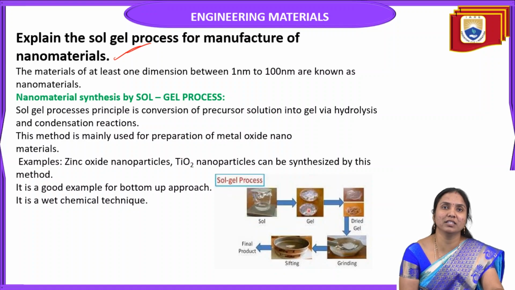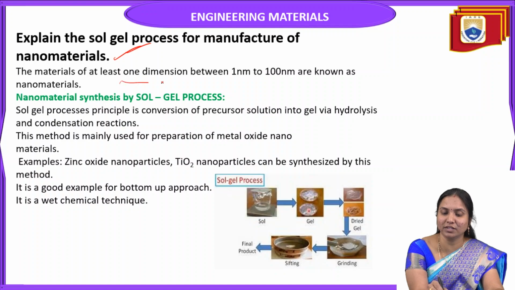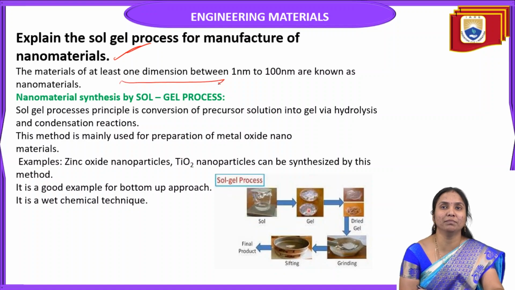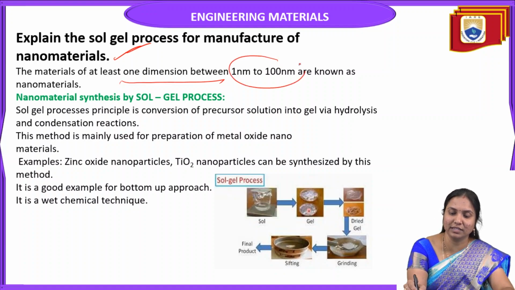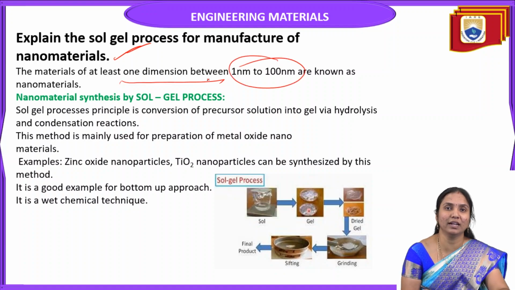Nanomaterials means materials with at least one dimension between 1 nanometer and 100 nanometers. Particles with a size of 1 to 100 nanometers are known as nanomaterials. Nano comes from the Greek, meaning very small. So how can you synthesize these nanomaterials? By using the sol-gel process.